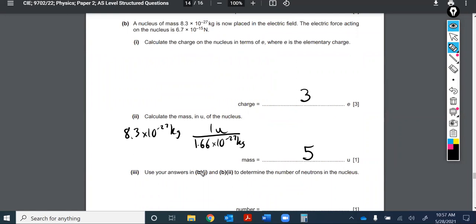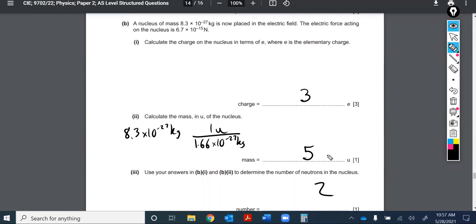Now it says, use your answers in B1 and B2 to determine the number of neutrons in the nucleus. Okay, so the charge in the nucleus was 3, but it's got a mass of 5, right? And it's a unified atomic mass unit because it's either the mass of a proton or a neutron. They're so close that we can unify them together. So if there's 3 elementary charges, remember that's the charge on either a proton or an electron. We're talking about the nucleus now. And so those are our 3 protons, which means that this thing has a mass of 5. There's got to be 2 neutrons.